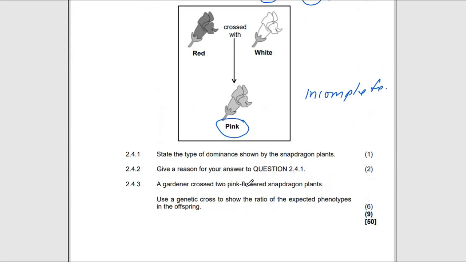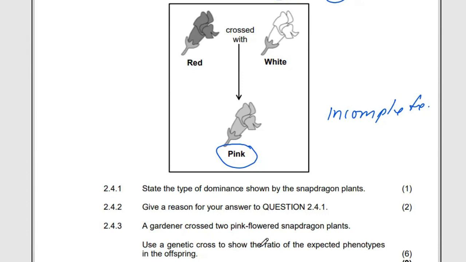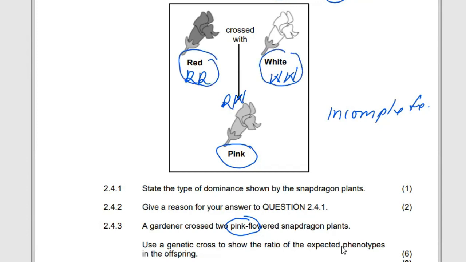A gardener crossed two pink flowers. Use the genetic cross to show the ratio that is expected when you cross two pink flowers. So it means that if both of them are dominant, definitely this is going to be capital R, capital W. They produce one gamete from this side and one gamete from that side. So this one is going to produce a capital R, this one a capital W. This crosses with this, you produce this. And RW is an intermediate of red and white, which is pink. So when you're talking about the genotype of pink, we have to use this.